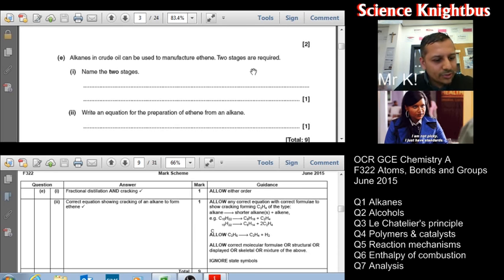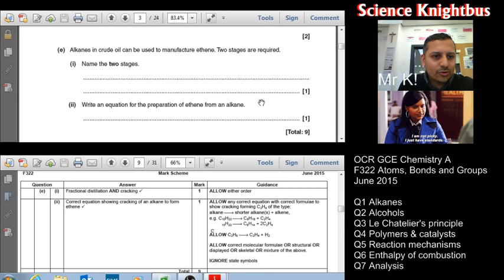Part E. Now in actual fact, most candidates identified the 2 processes required as fractional distillation and cracking, so no problem at all. However, apparently it was not uncommon to see responses that included reference to other processes. So don't put in reforming, don't put isomerization or anything like that. It's just not going to get the marks at all.